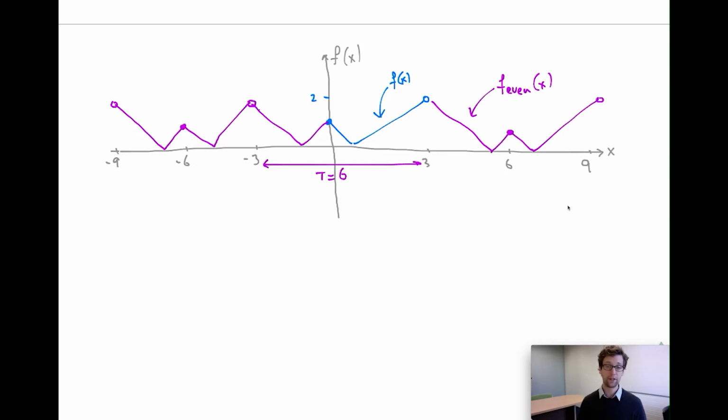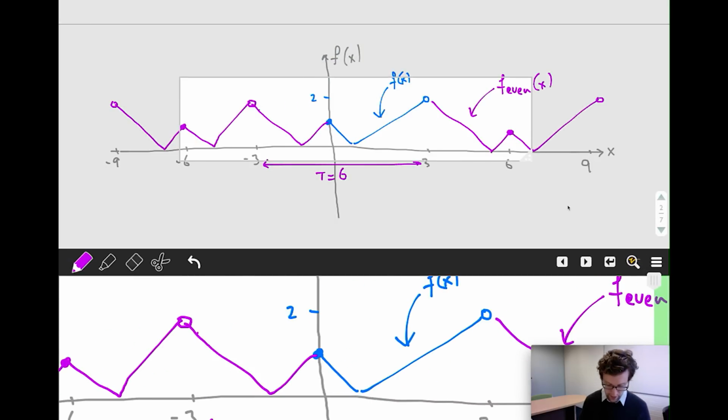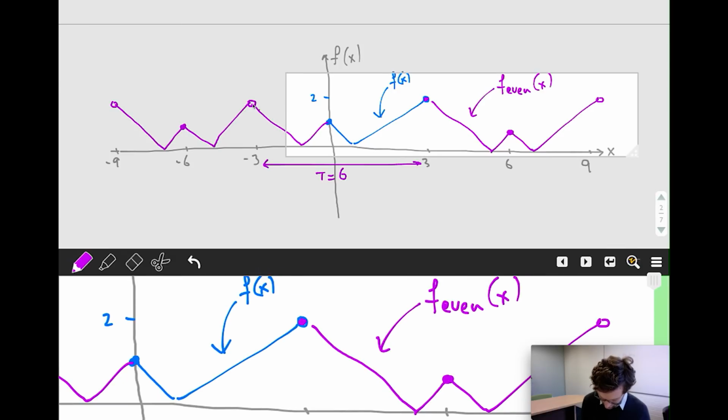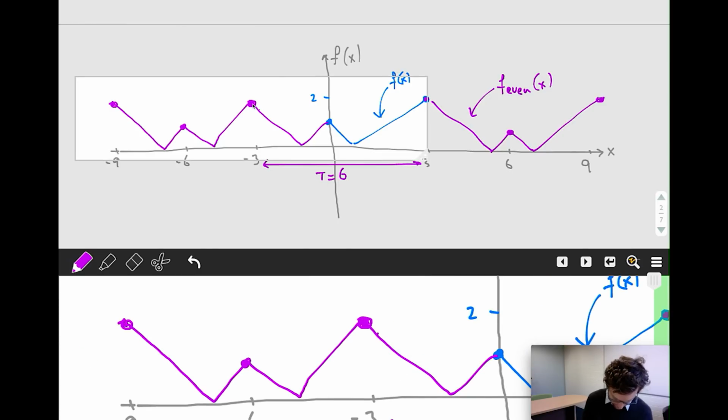Now we need to decide what happens at the edges of our basic tile. So let's take a look. I have a little bit of freedom in terms of choosing the value of f even x at the values x is equal to 3, x is equal to 9, x is equal to minus 3, and x is equal to minus 9. Because I have this open circle here lying on top of each other, I need to choose a value for that, and the most sensible thing to do is just to fill it in. Remember, it's not going to make a difference for my Fourier series because the Fourier series gets rid of discontinuities. It makes my function continuous.